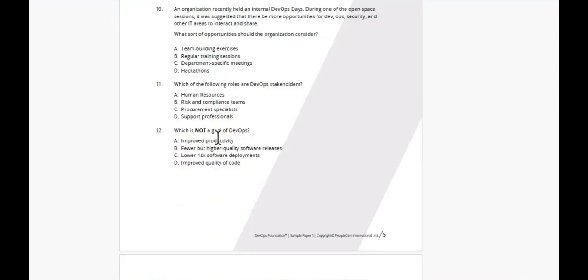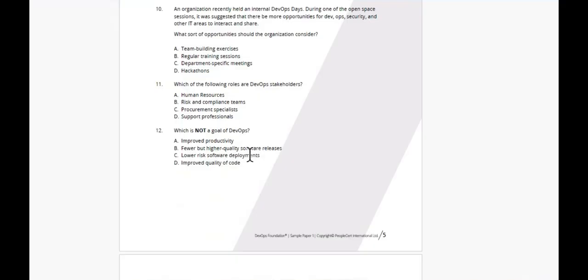Number 12, which is not a goal of DevOps? Improve productivity. B, fewer but higher quality software releases. Fewer is not a goal. Lower risk software deployments. Certainly that's true. Improved quality of code. That's a goal too. So there's three here that are possible. Improve productivity. It's not a primary goal usually. That's more of an outcome, but the specific goal tends to be lowering risks and improving quality. I think lowering risk is the better answer, but again, I might double check the slide here. I'm going to go C.